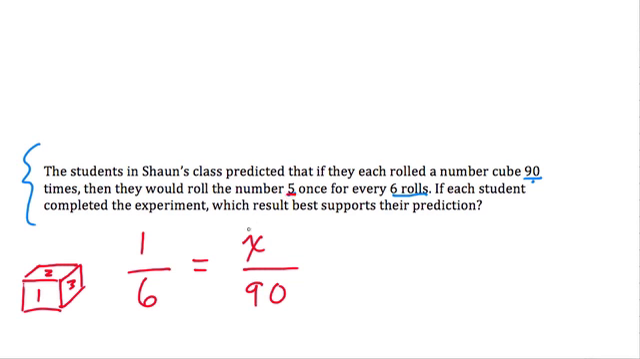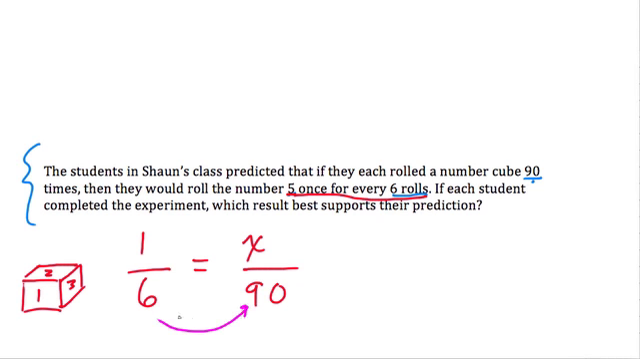Based on this prediction, how close are we to, or what would we have to roll in order to be very close to this prediction? If we're saying the number 5 will turn up once for every 6 rolls, that seems to match the theory here. We're saying it right here in the fraction, 1 for every 6, then how many should turn up out of 90? That would be a nicer way of asking this question. So essentially we're solving this proportion. How many times does 6 go into 90?